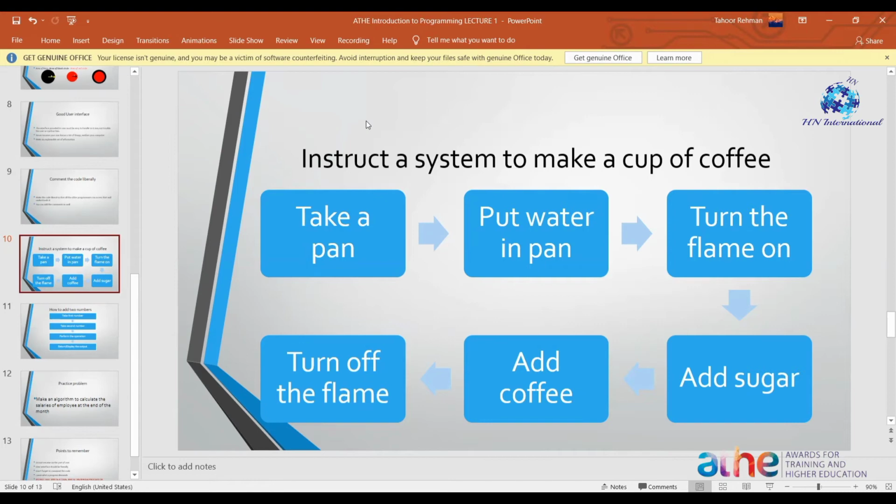Yes. If you are performing a task, it must be in a flow. Like first we have to do this, and at last, if you instruct a system to make a cup of coffee, there are some flows of that task. So basically, what is an algorithm?